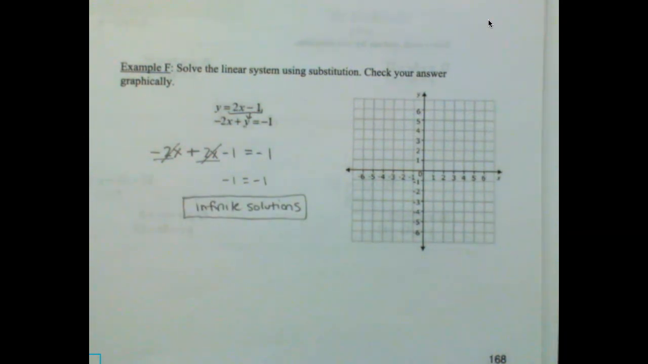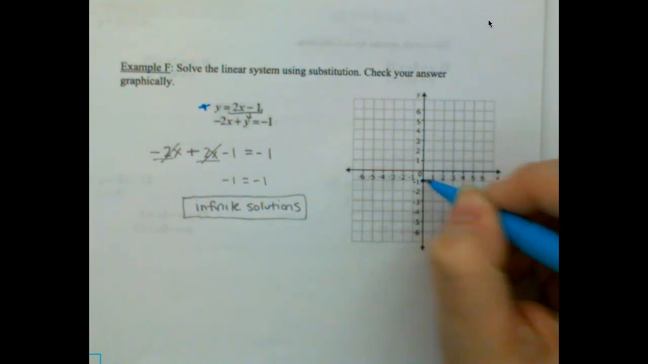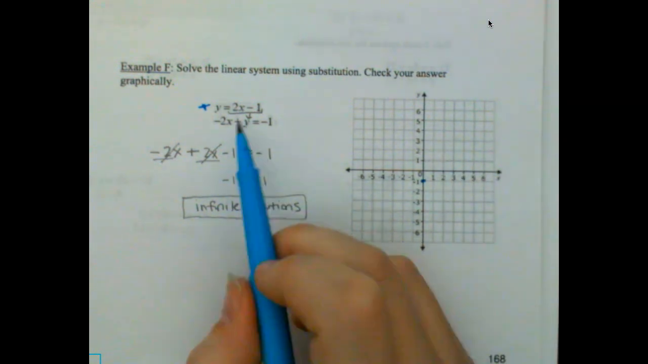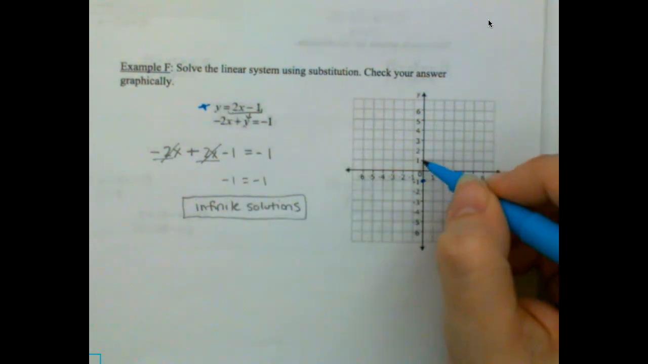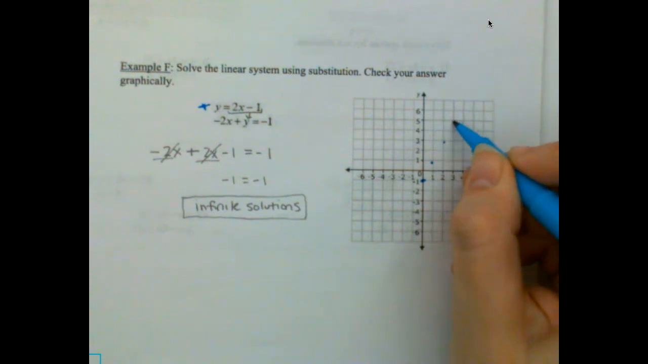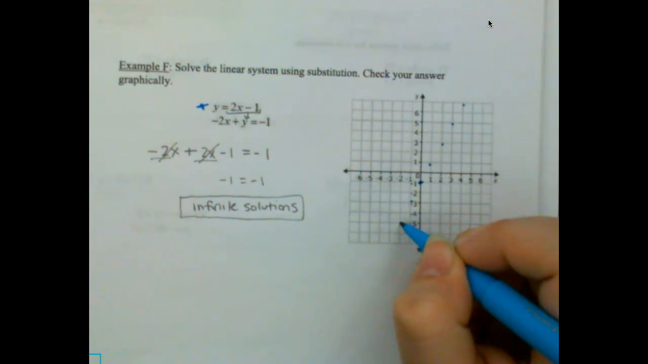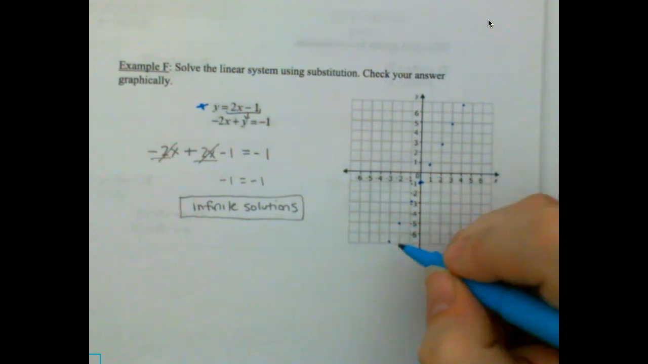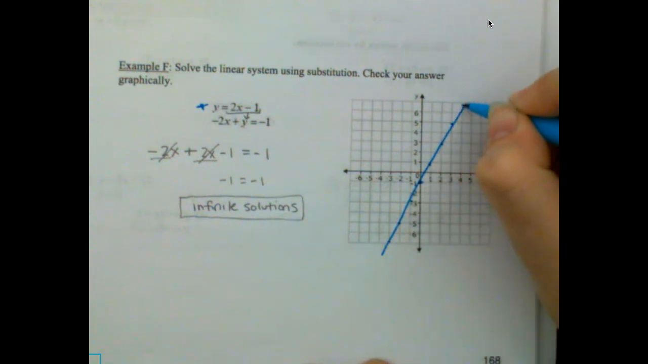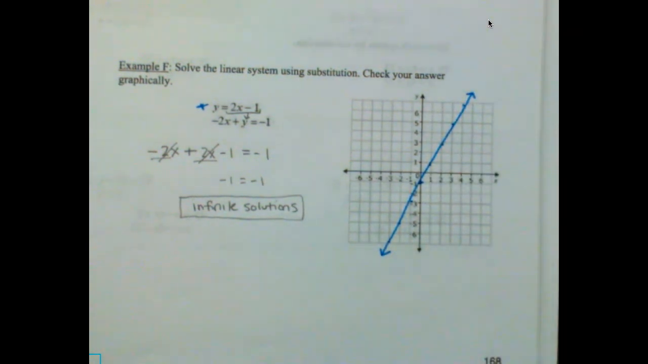If I were to graph this, let's make this first line the blue one. I get negative 1 as my starting point, and my slope is 2. So I'm going to go up 2 over 1. So there's my first line.